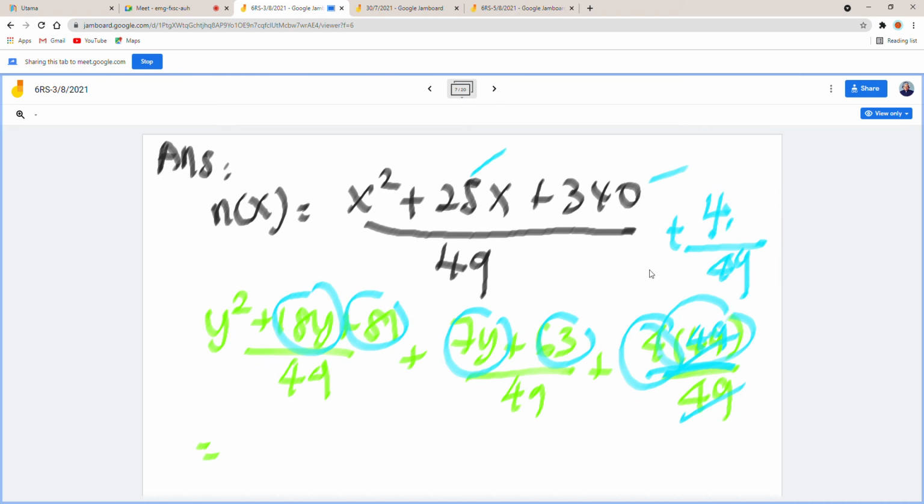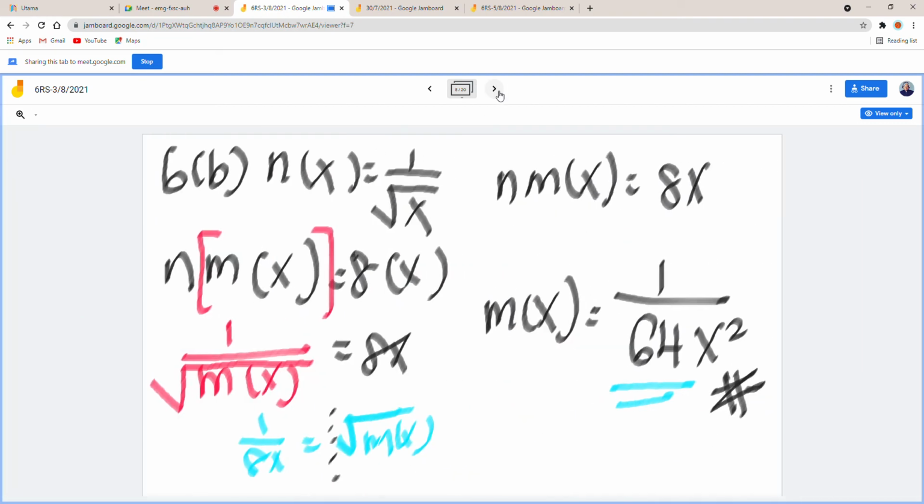Yeah, this is the final answer. Okay, that's all. And yeah, 6b. Now they're asking us to find mx. Nx is given, and mx is 8x. So now we have to find mx. So just bring it here, and bring it here now. Okay, and you get this is the answer.